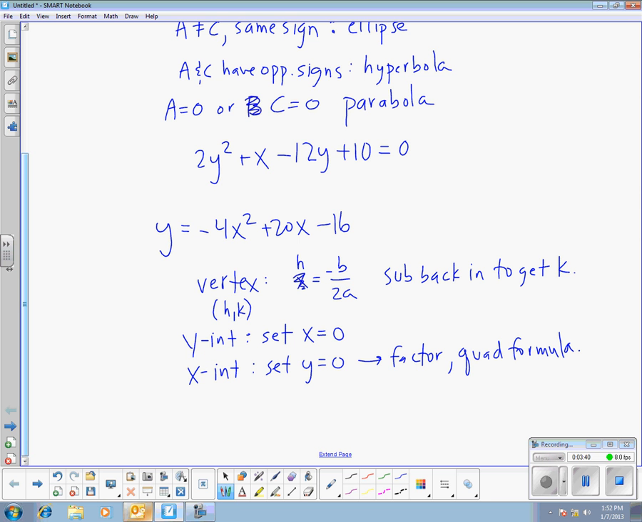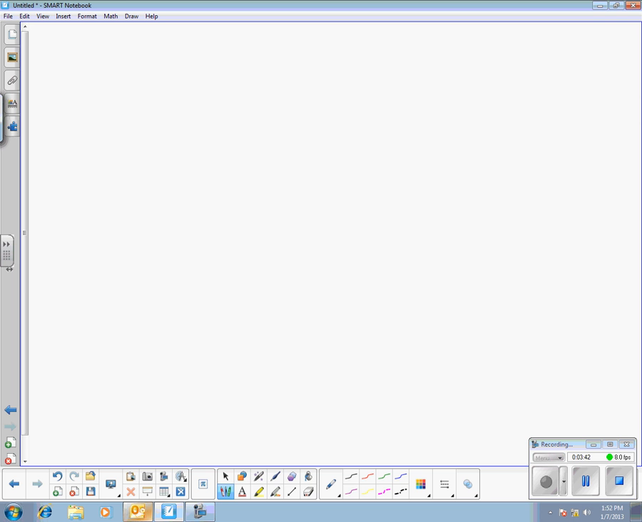One difference. Some of the parabolas in this section open left to right instead of up and down. And those are going to be not functions, but everything else is going to kind of work the same. What used to be an x is now going to be a y. So let's do an example.